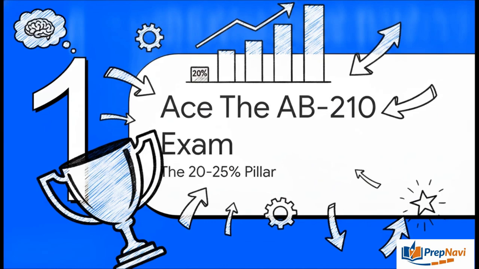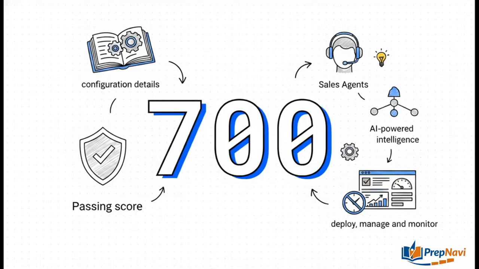Okay, Section 1. Ace the AB-210 exam, also known as the 20 to 25% pillar. Let's establish the stakes right out of the gate. To earn your certification, you have to hit a passing score of exactly 700. Not 699, 700. Which means every single configuration detail we talk about today really matters.